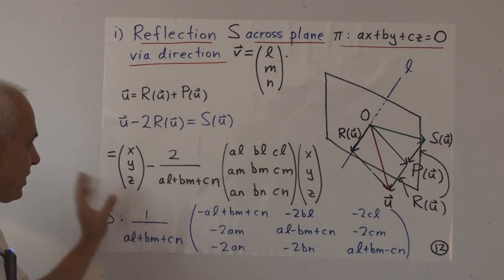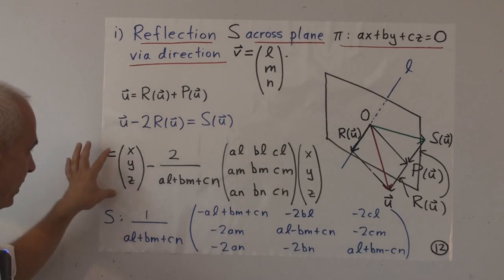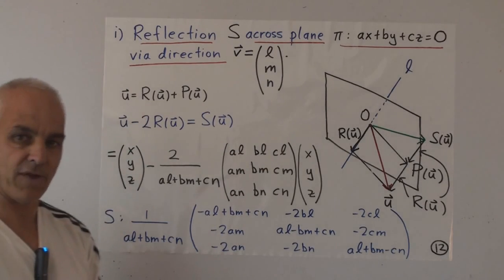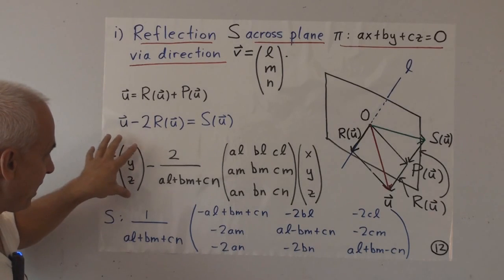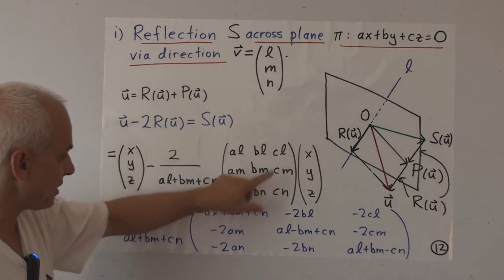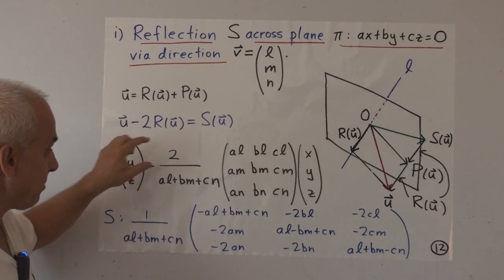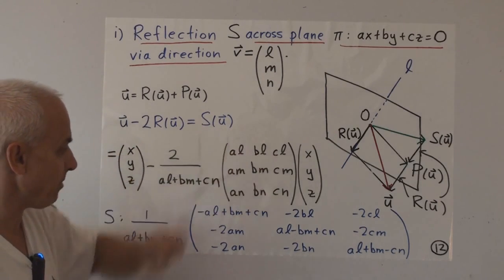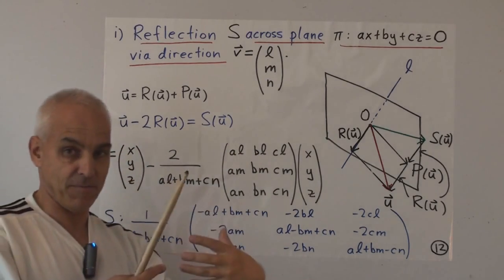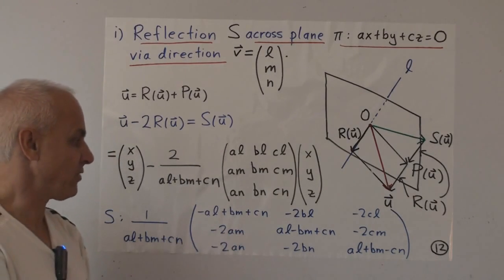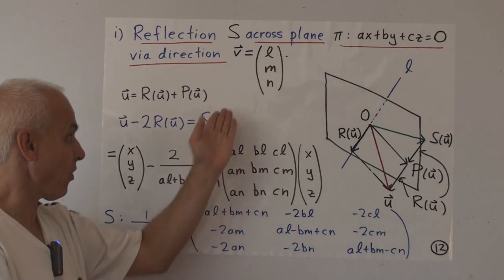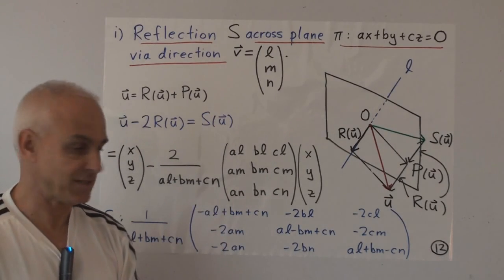Now this can also be written as a matrix times something. We can write that as the identity matrix times x, y, z. So what's really happening here is that we're combining the identity matrix with this matrix. So we're really taking the identity matrix minus 2 over this times that matrix and combining them. Well, when you do that, you get a third matrix, and this matrix is the matrix for the reflection S.